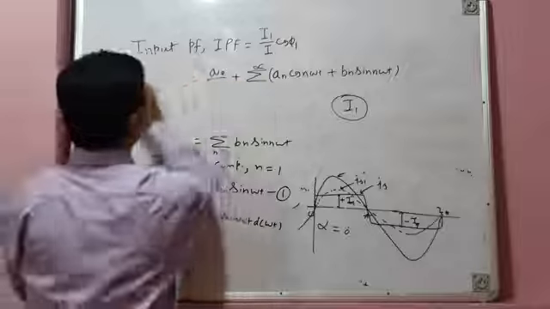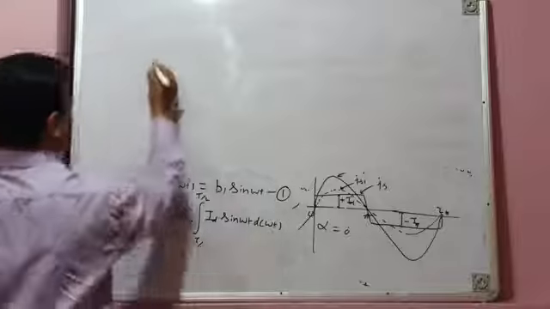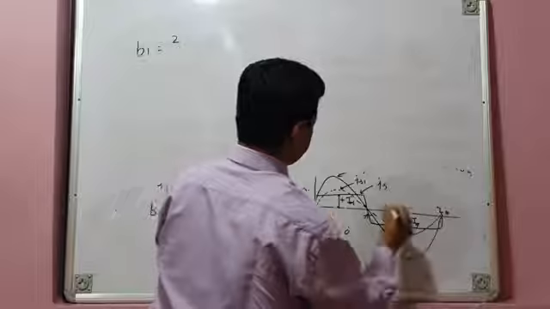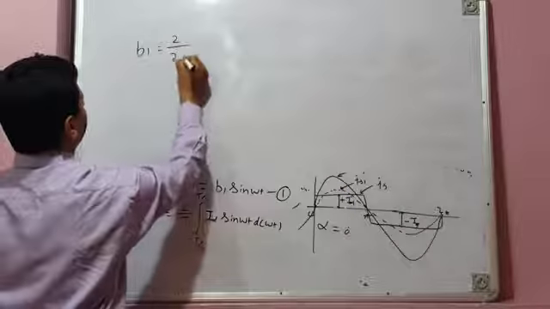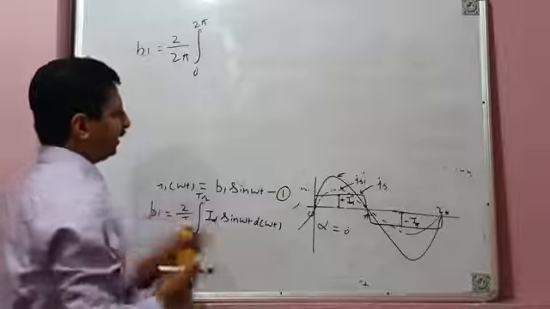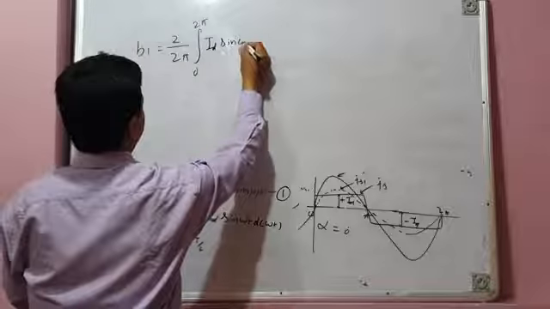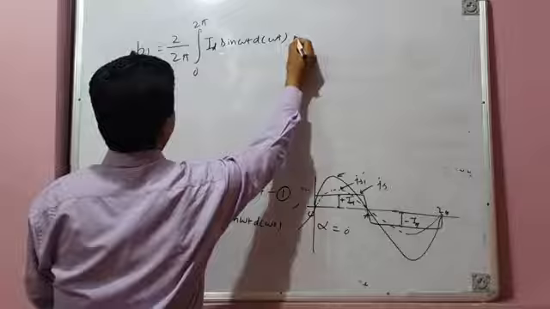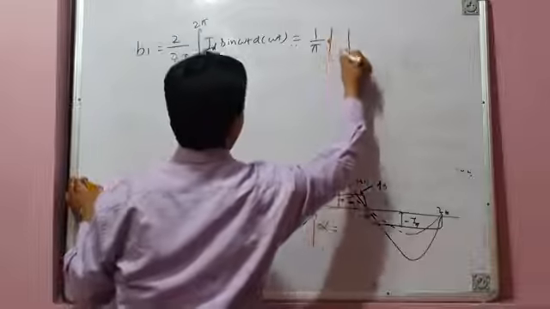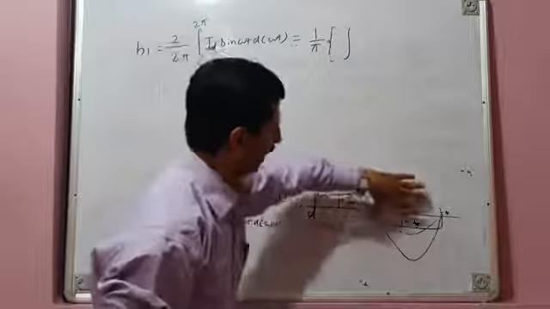So if you further simplify this, B1 I can write as 2 by, I can take the entire cycle. This is 0 to 2 pi. So I can take 2 by 2 pi, integration 0 to 2 pi, because I will integrate over the complete cycle, Id sine omega t d omega t. So that is equal to, 2 and 2 cancel, 1 by pi times, this is my 0 to 2 pi. I will split it into two integrations, 0 to pi and pi to 2 pi.